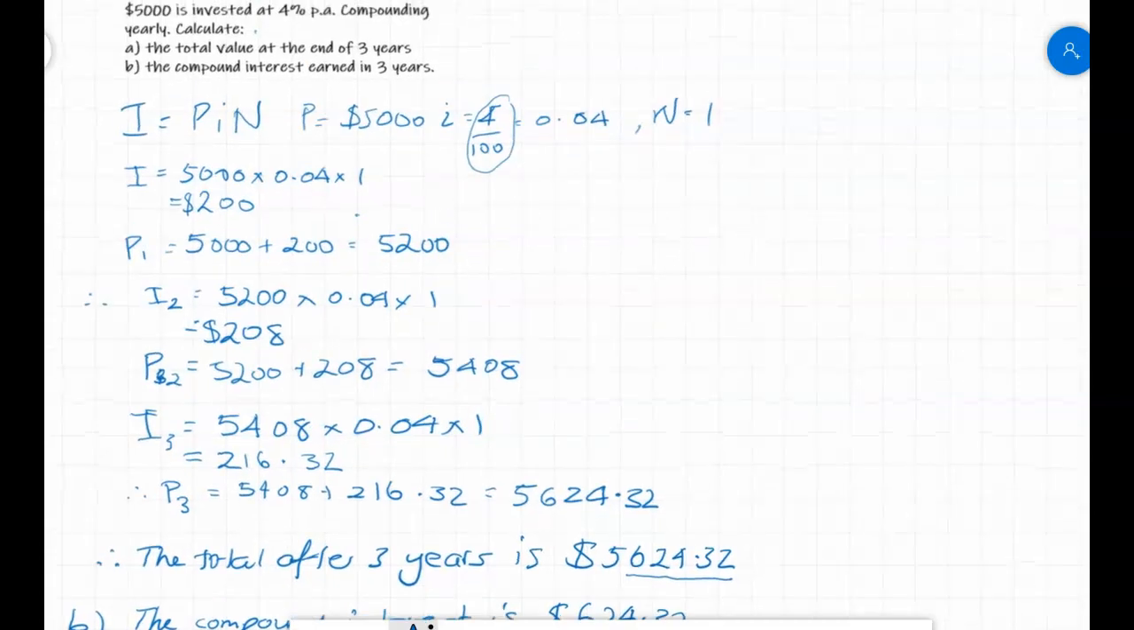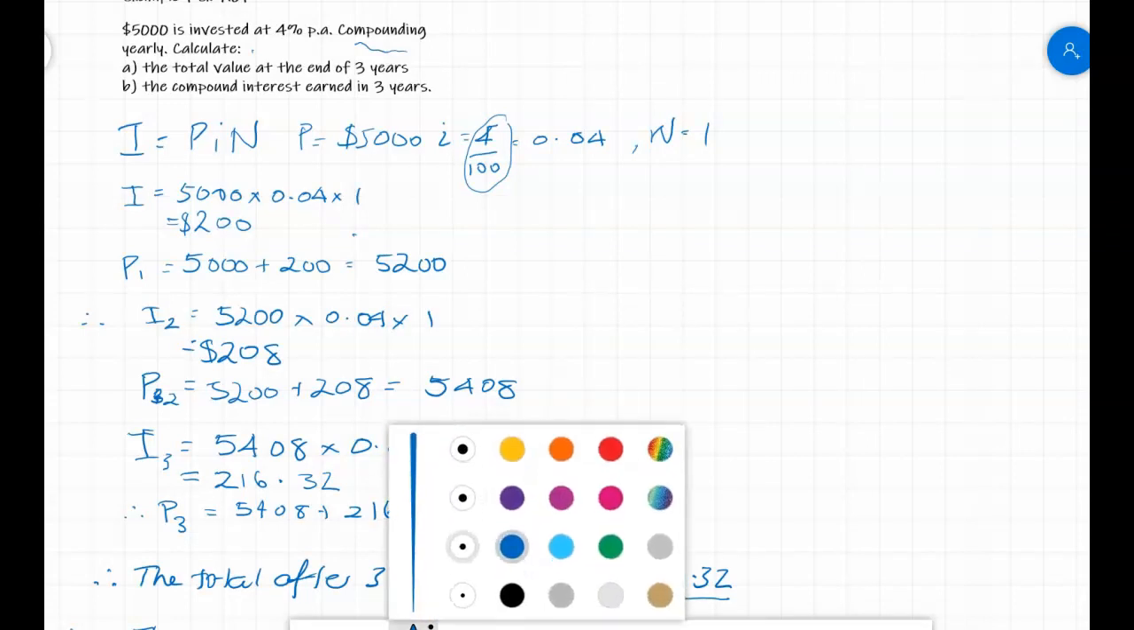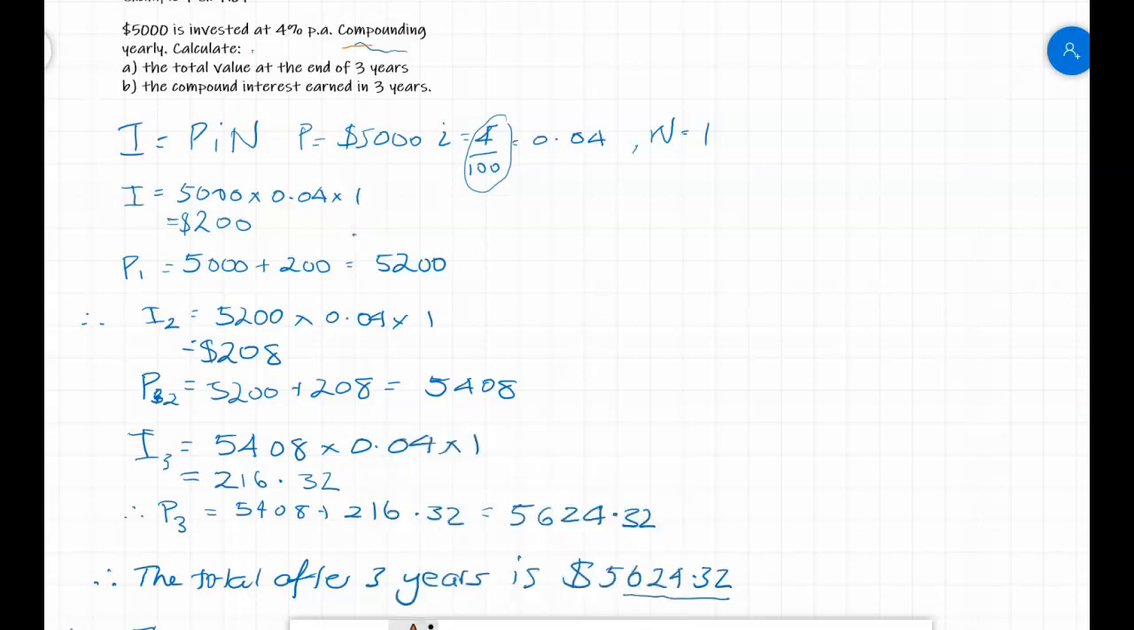It's possible because if I scroll back to the top, it's compounding. Now, let me change pens. That wasn't very... I'll get better at this as we go through, kids. But this compounding interest is annually, so we can do that using simple interest, and the number of years is small. So that means it makes it okay to do it using repeated simple interest.